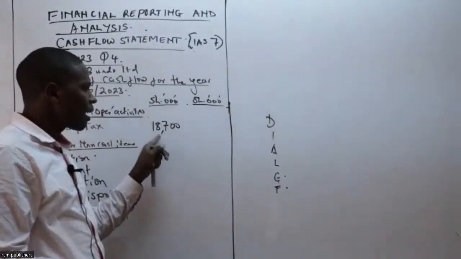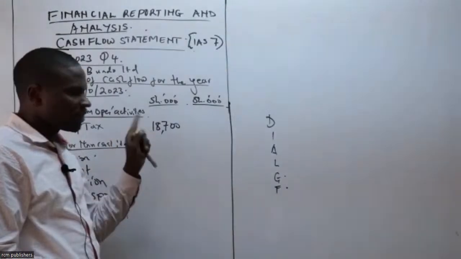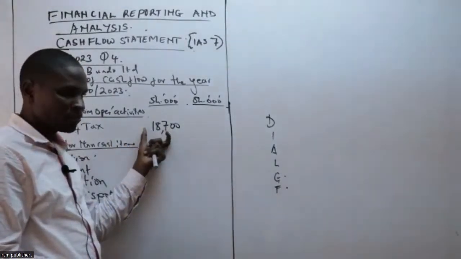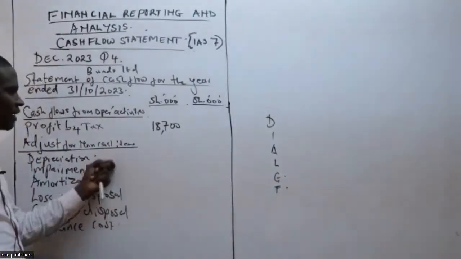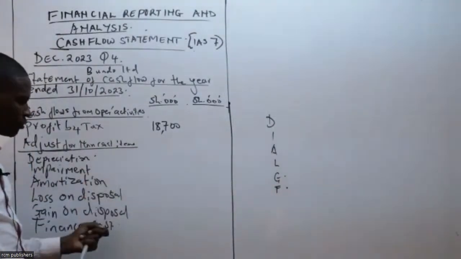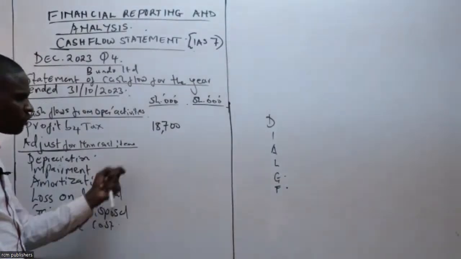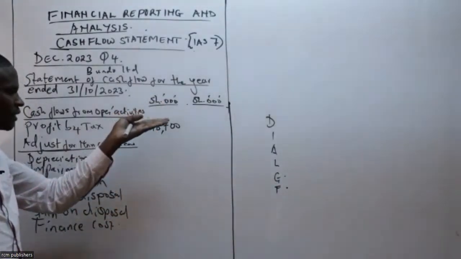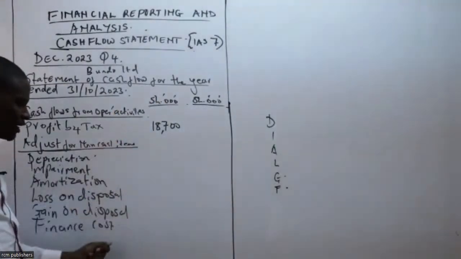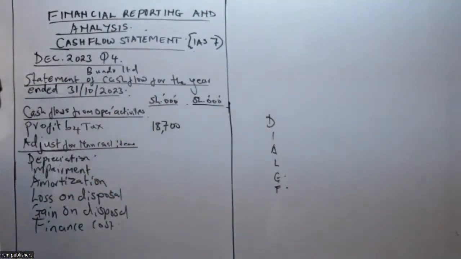So whatever happened to arrive at this profit, we first of all have to check whether there is an item that was involved here. When you check our profit, above our profit before tax, can you see any item that is reflected here?